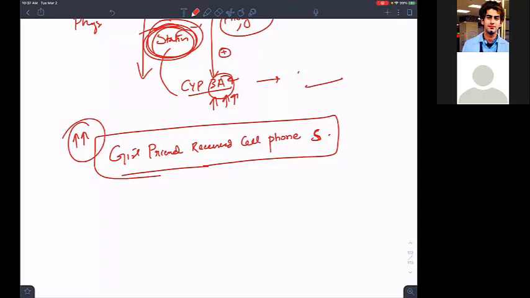Now in the inhibitor case, I have to decrease the dosage of the substrate, isn't it? Because the inhibitor will decrease the number of enzymes and it can lead to toxicity. So I will decrease the dose of the substrate, isn't it?